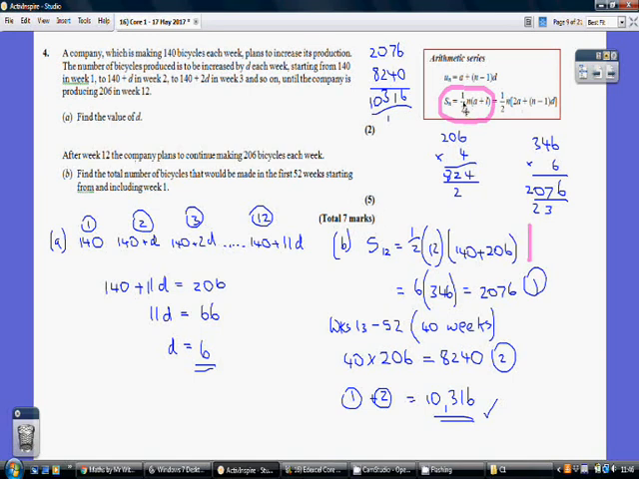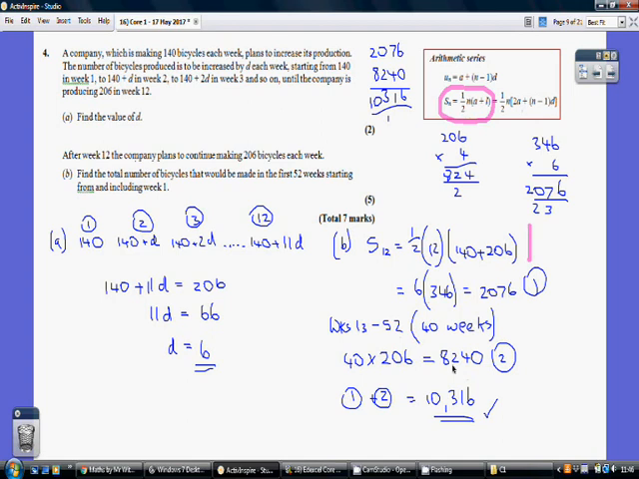So substituting those in to this formula, we can see that the number of bikes we sell in the first 12 weeks is 2076. Now, for the rest of the year, we carry on making 206 a week. So how many weeks is it for the rest of the year? Well, that's from weeks 13 to 52 inclusive. Now, that's 40 weeks. For the following 40 weeks, we carry on making 206 a week. So that's another 8240 bikes sold or made.